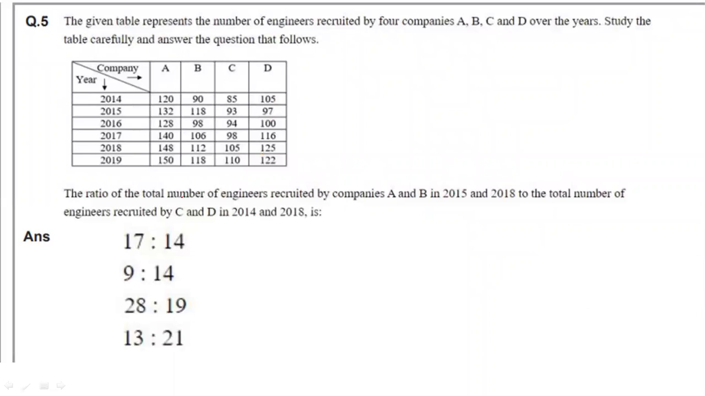Again the same DA has come. Ratio of the total number of engineers recruited by A and B in 15 and 18. A: 15 is 132, 18 is 148, their total is 280. And B: 118 and 112, 230. So it is 510.